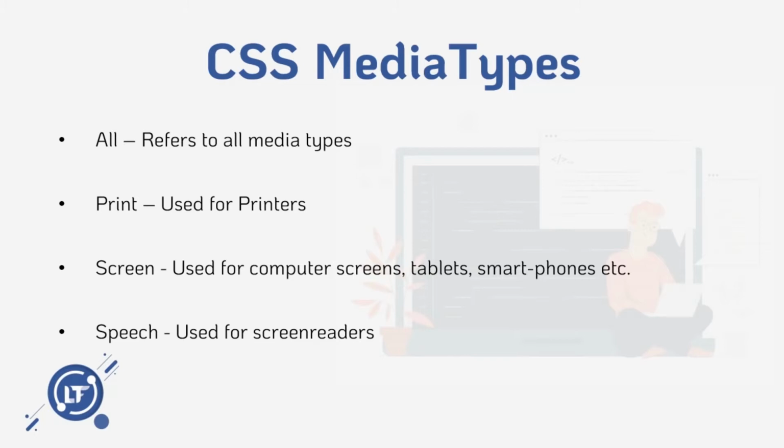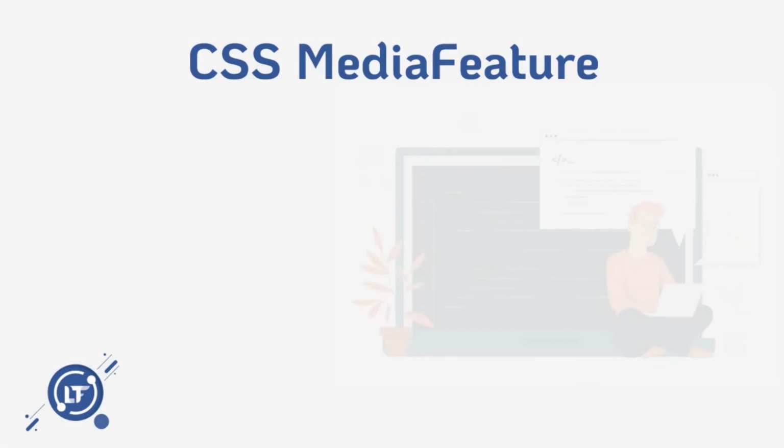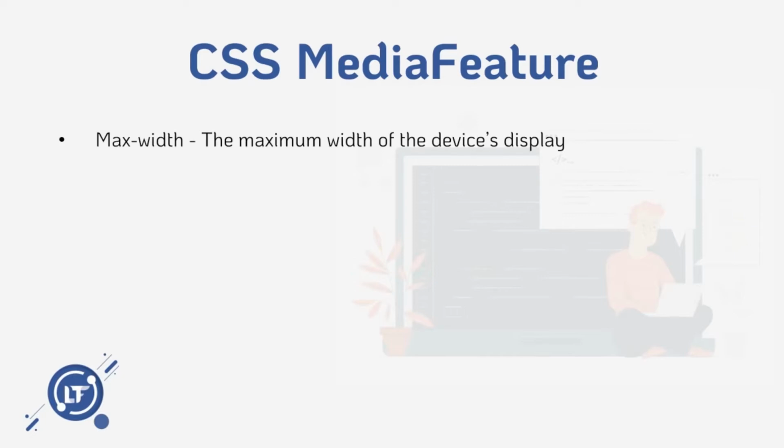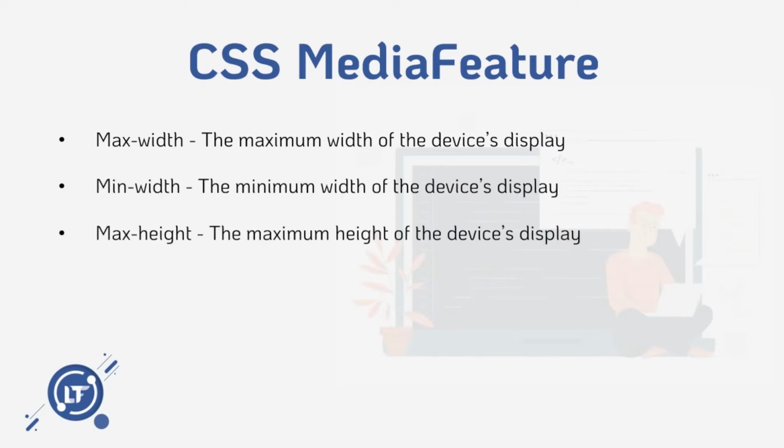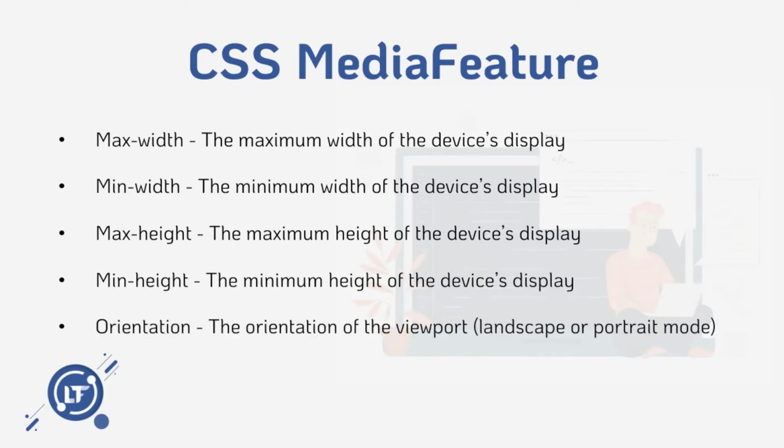We also have something called media features. You might have seen some of these if you've ever used media queries before. You hear of things such as max-width, which refers to the maximum width of the device display. We have min-width, max-height, min-height, and orientation, and these are just a handful of the media features that we have. So there are a lot of things that you could target and write your media query for, to cover various use cases and all bases.